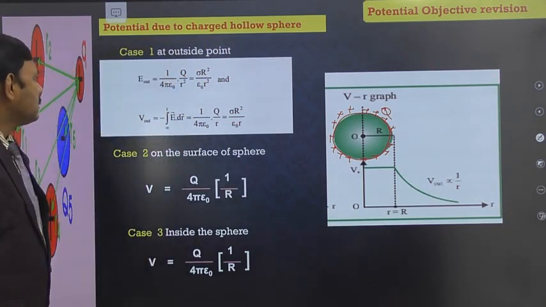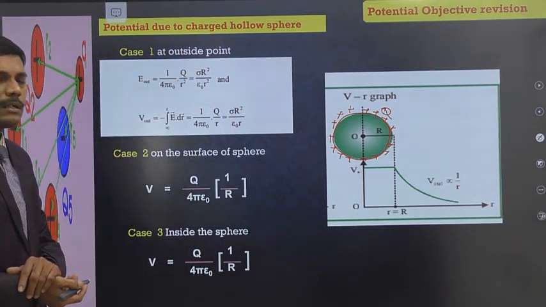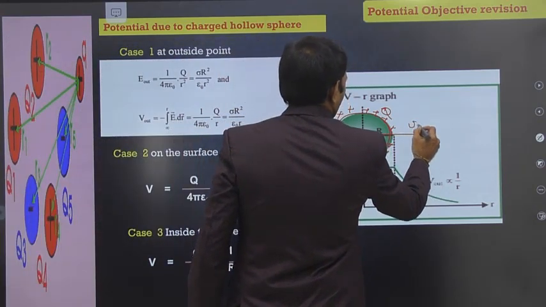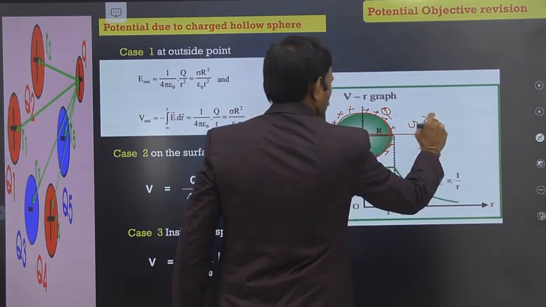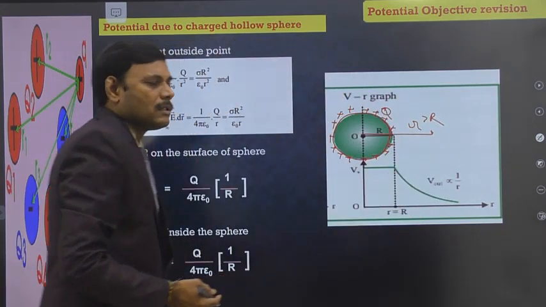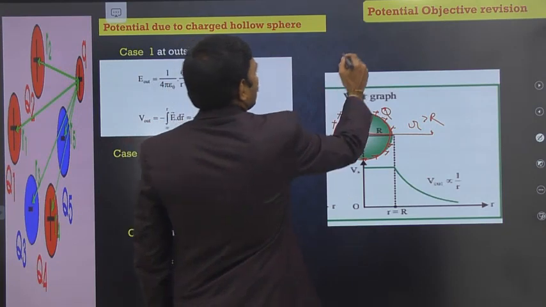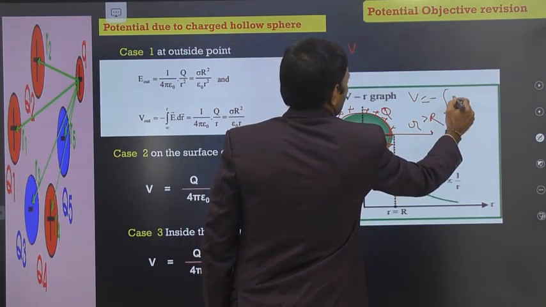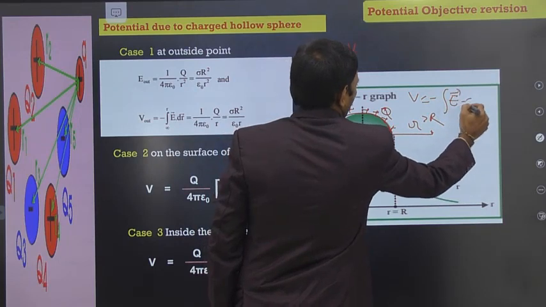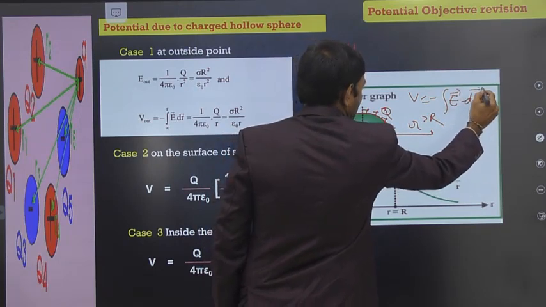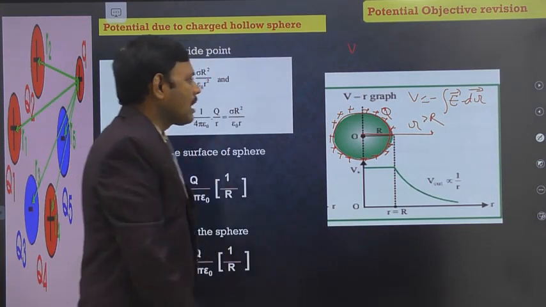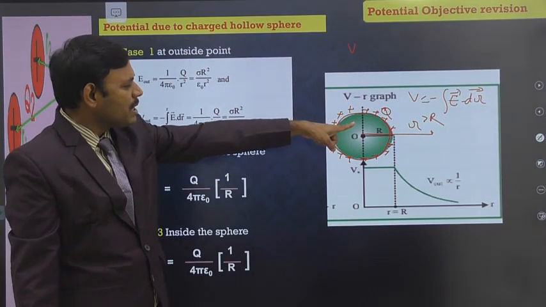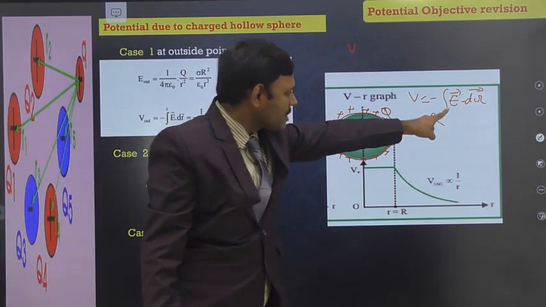First of all, at outside points, if you consider any point here, a small r that is greater than capital R, which is said to be an outside point, the potential is calculated by the formula V is equal to minus integral E bar dot dr bar. Already we derived this formula. We discussed this formula in the relation. And of course, E outside the sphere is known. E outside the sphere is 1 by 4 pi epsilon naught q by small r square.